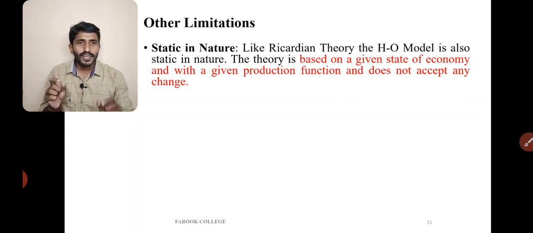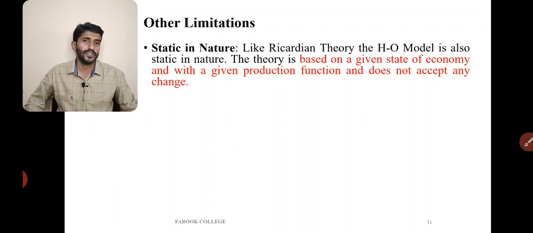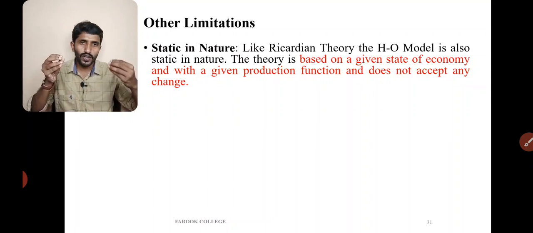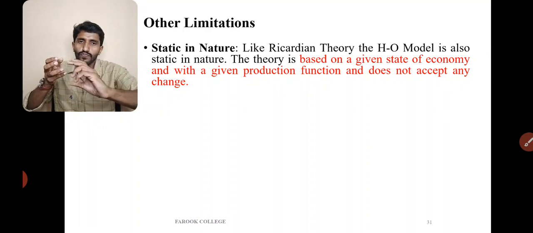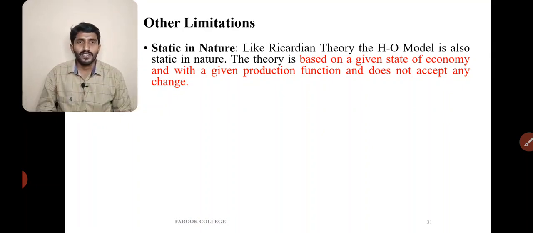Then another limitation is that it is static in nature. It does not include any dynamic change. Like Ricardian theory, the HO model is also static in nature. The theory is based on a given state of economy and given production function and does not accept any change. So it does not talk about what will be the change if there is a change, and what will be the course of action. It does not explain that kind of change. That's why it is static in nature.